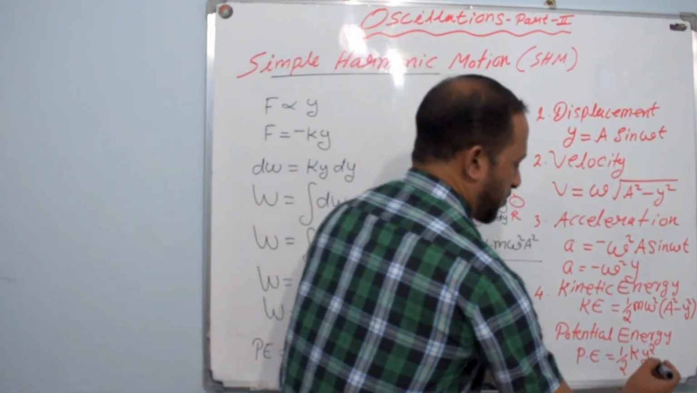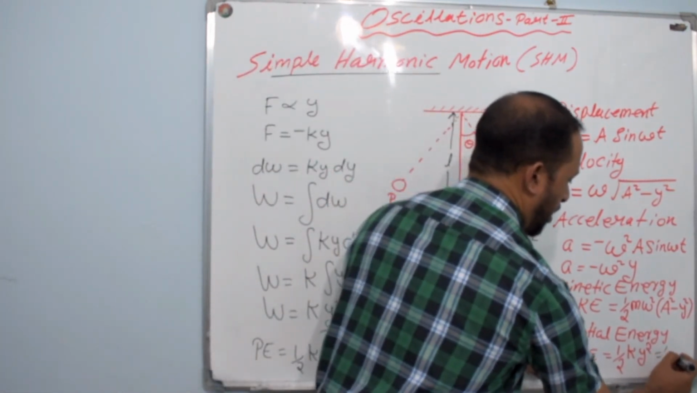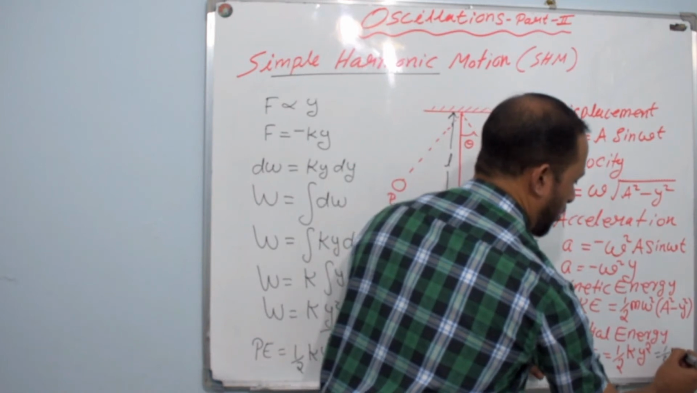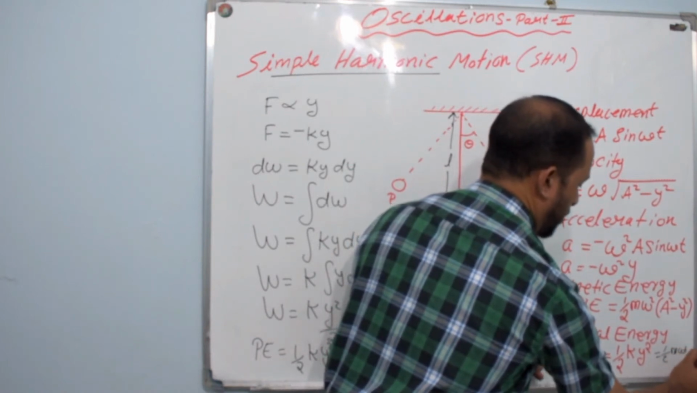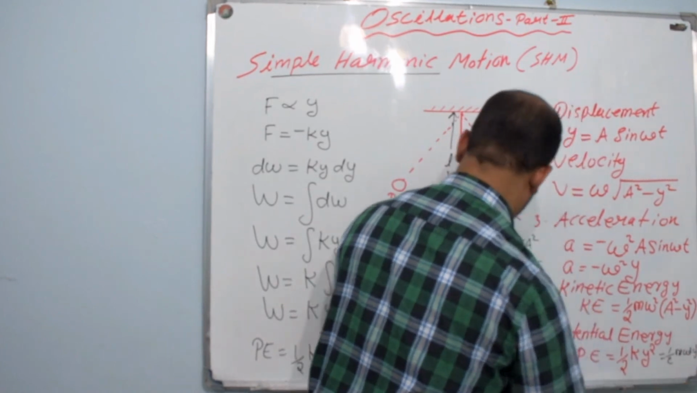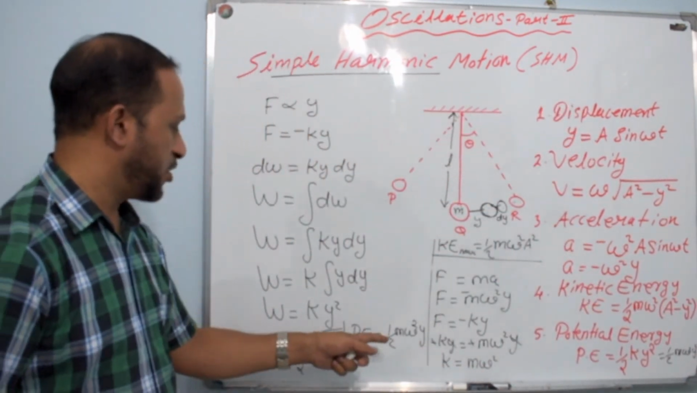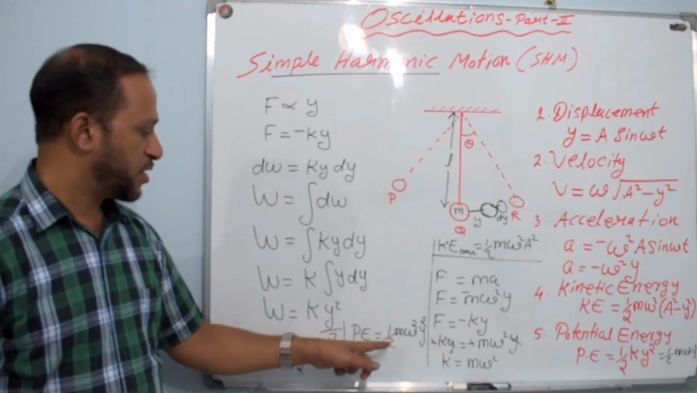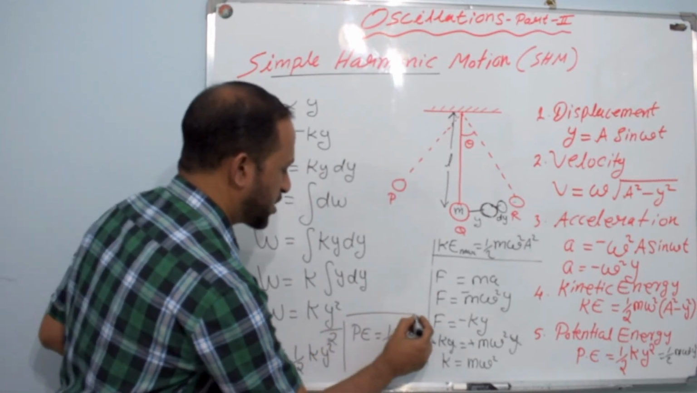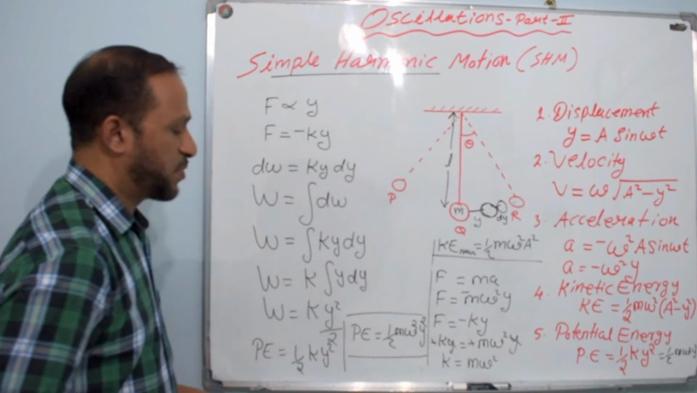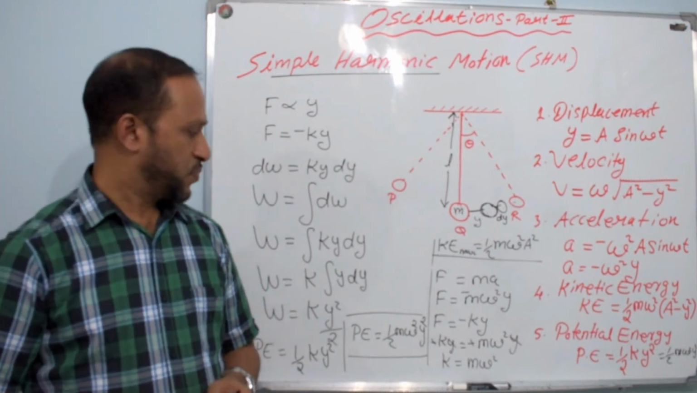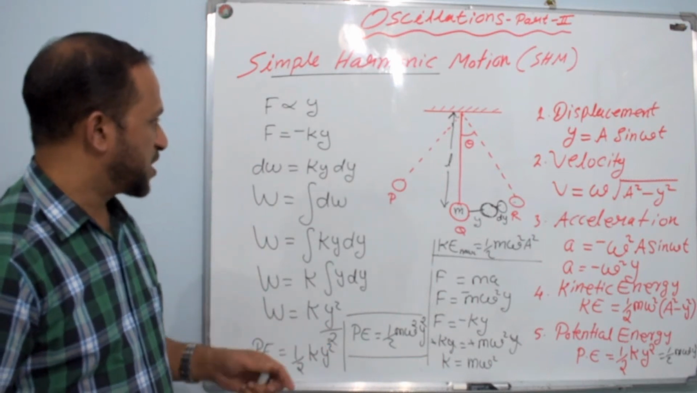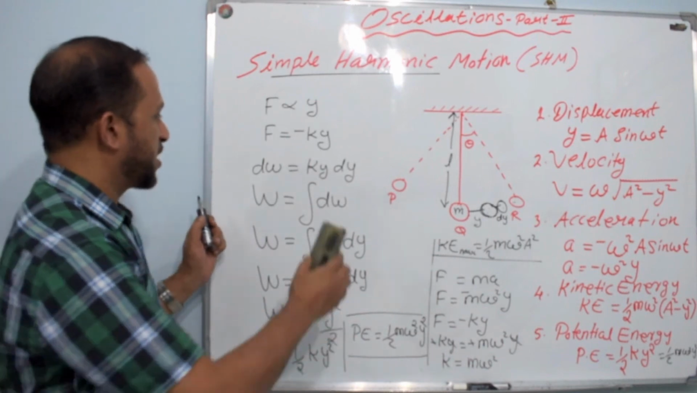Half m omega square into y square is the equation for potential energy of a simple harmonic oscillator. Now we apply these special cases.